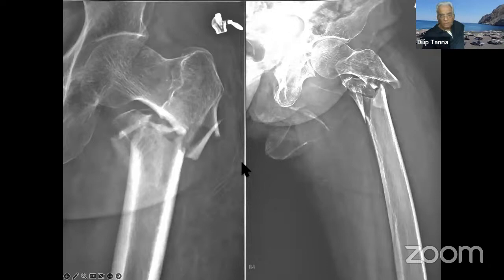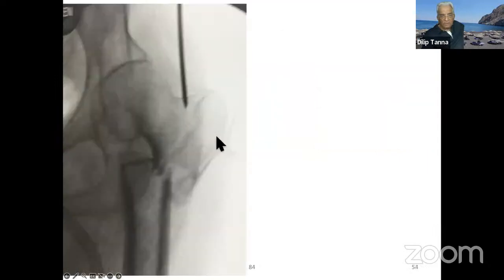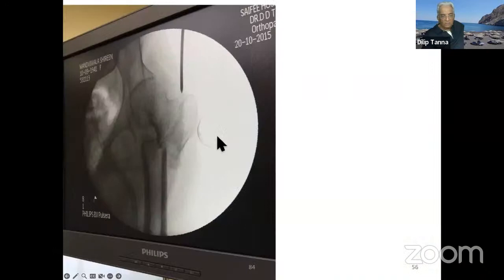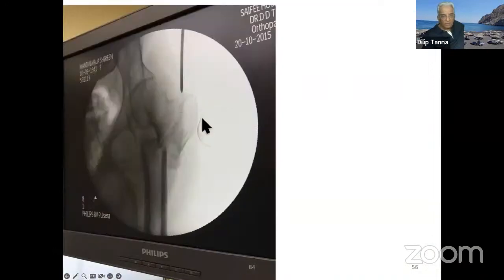Here, you can see so much comminution. So I took it up in a lateral position. Lateral position, that is the reduction. Having done the reduction, as you can see, still it is not reduced, but I had a point of entry which was perfect in the piriformis.